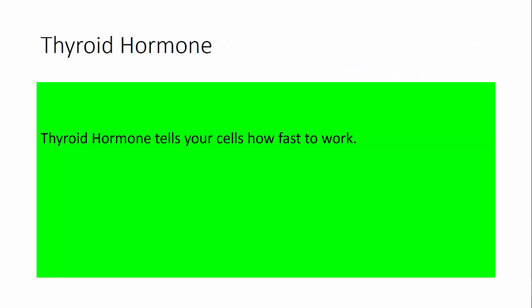Thyroid hormone tells your cells how fast to work. It regulates the basal metabolic rate. This is a little confusing, but when we look at thyroid hormone disorders, it will make a lot more sense. The thyroid gland also makes the hormone calcitonin, which helps to regulate calcium ion homeostasis. We'll look at calcitonin in a later lecture.